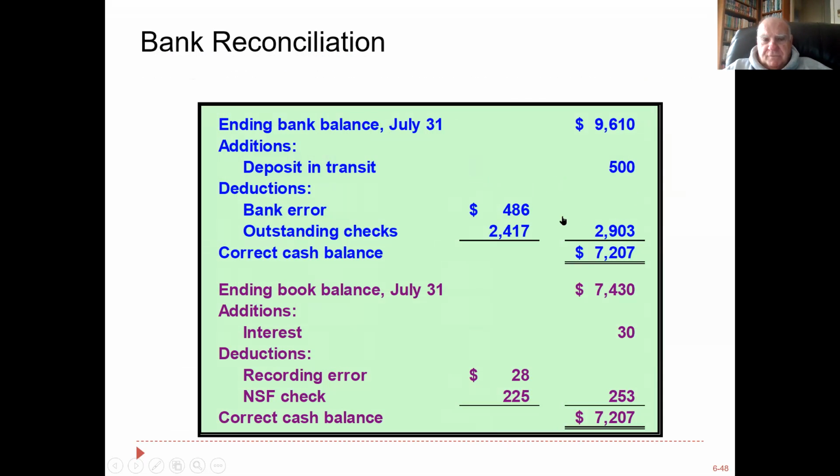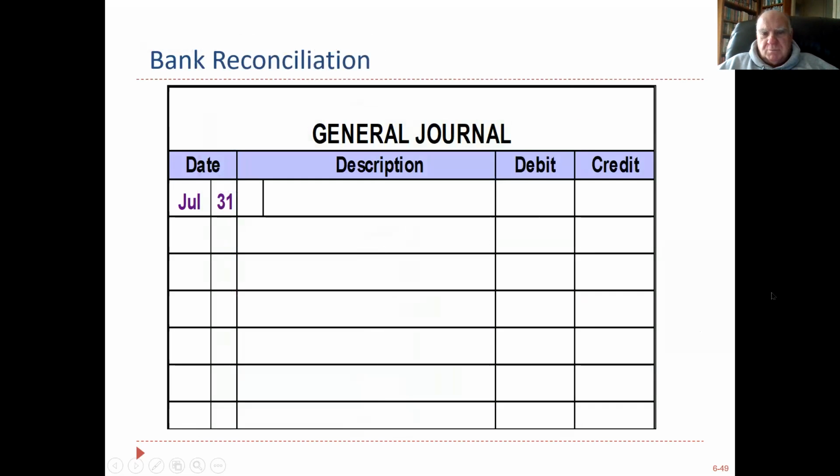Remember, bank stuff, bank side, no journal entries. Here, we're going to have to record interest income. Here, we're going to have to put the 225 probably back into AR, right? When we received this 225, we debited cash and credited accounts receivable. Well, when this check bounced, the guy owes us the money again. So we're going to reverse that. And the 28, you would just debit whatever you bought in the first place.